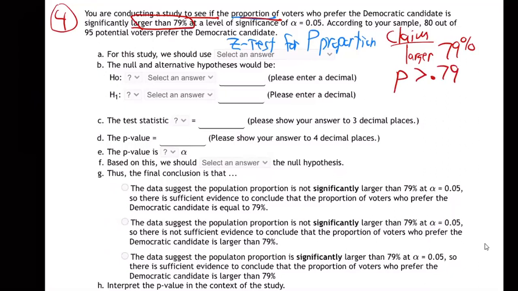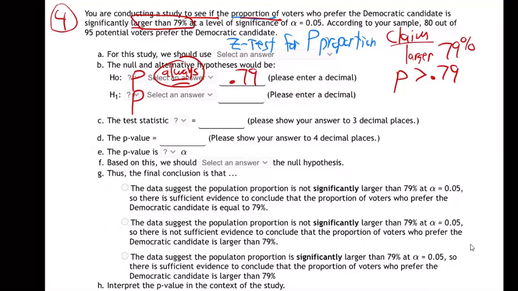So the P is on the wide mouth side. It's greater. Okay. So this question number 4 is the same as number 3. It's just different words. It's all the same. So now, what is H0 always? H0 is always equal, right? Always equals 0.79. And H1, what's H1 going to be?